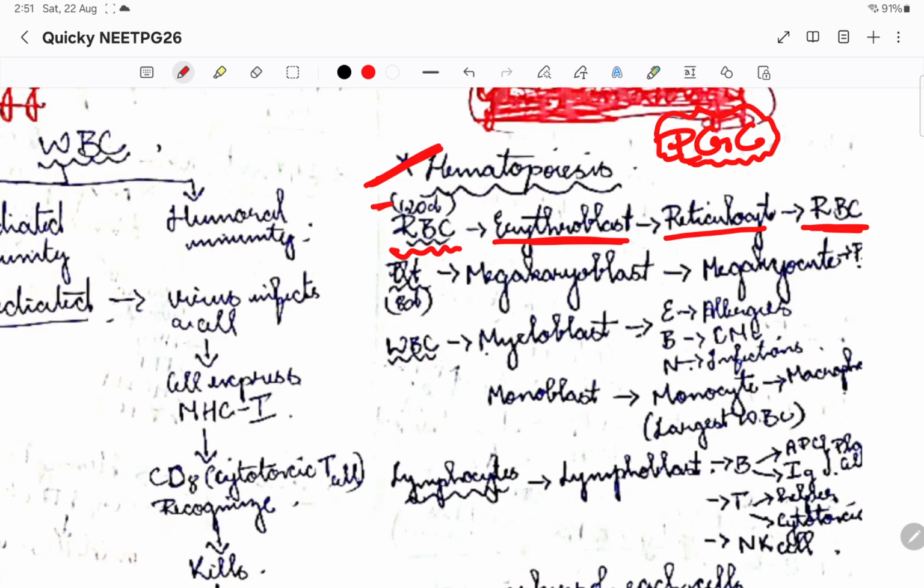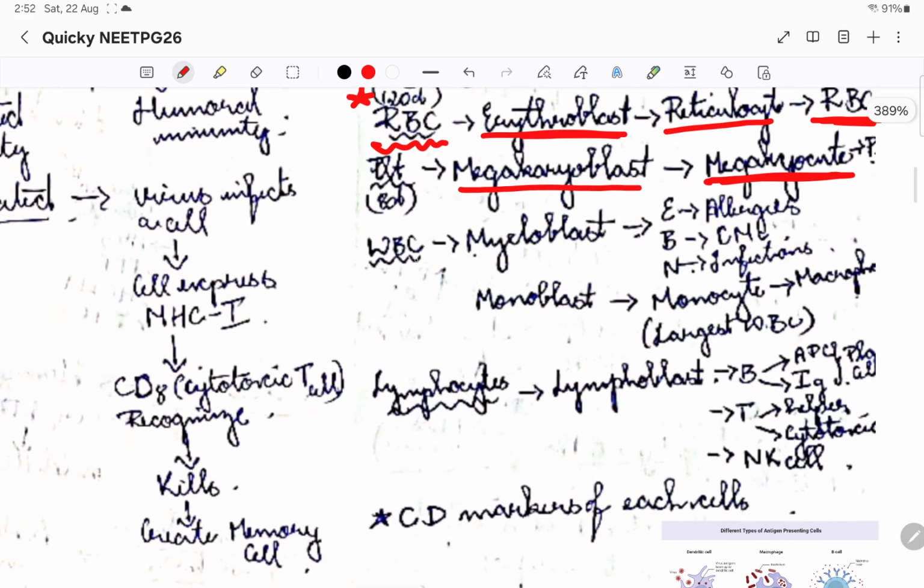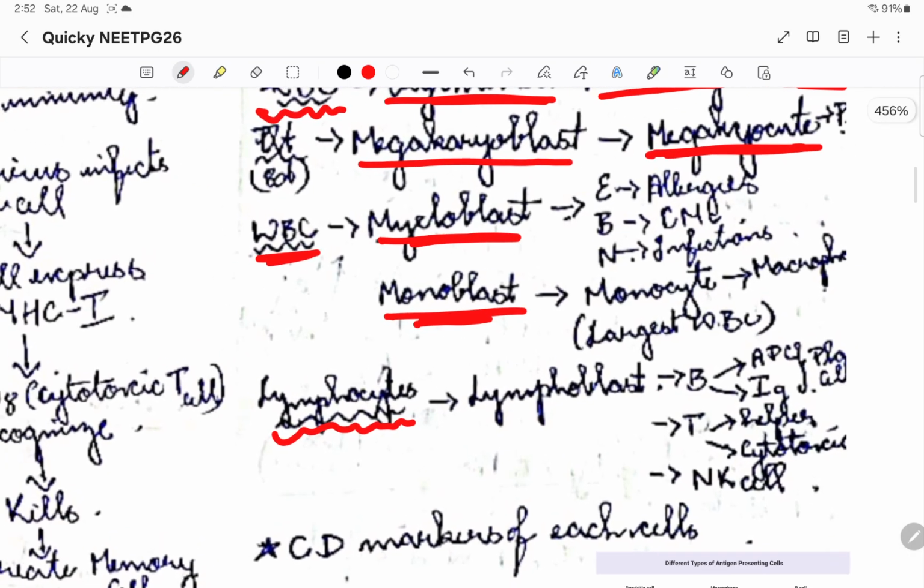Okay, RBCs have a 120 days lifespan. Then coming to platelets, again progenitor cells will give rise to megakaryoblasts, which will give rise to megakaryocytes. Okay, so megakaryocytes are nothing but platelets. Okay, then coming to WBCs, there are two types. One is myeloblasts, then the other one is monoblasts, then lymphocytes. Okay, so in WBCs, the myeloblast will give rise to eosinophils, basophils, and neutrophils.